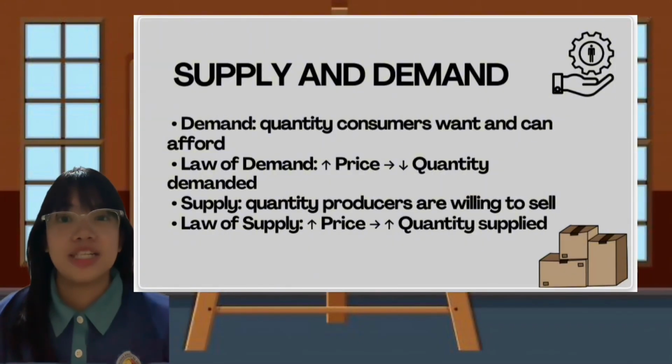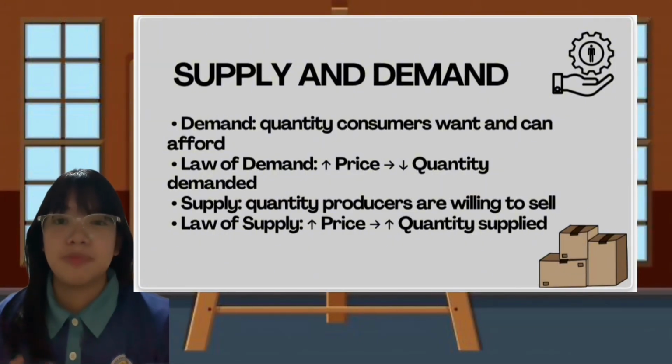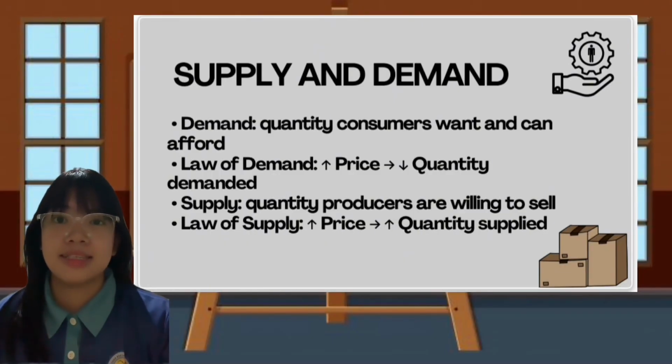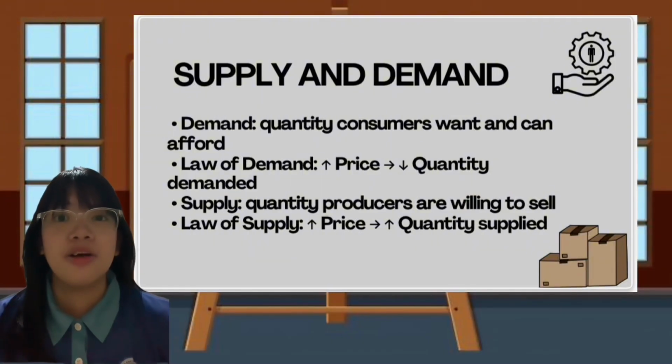Now let's move on to supply and demand. Supply and demand determine prices in the market. So when we say demand, it shows how much consumers are willing and able to buy, while supply shows how much producers are willing to sell. According to the law of demand, higher prices reduce demand. And according to the law of supply, higher prices encourage producers to supply more.